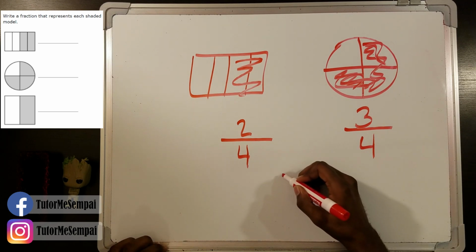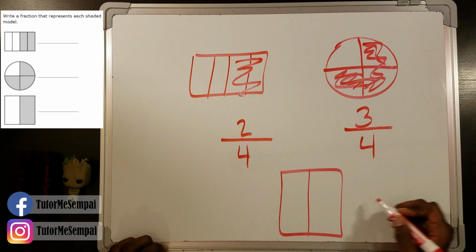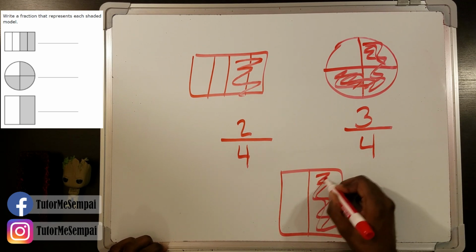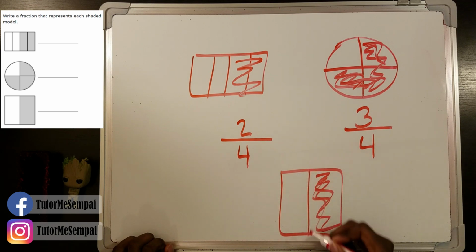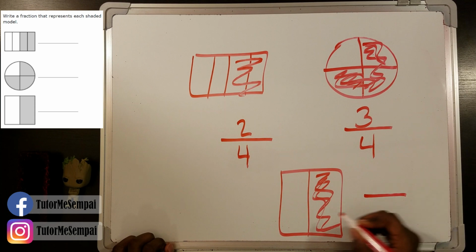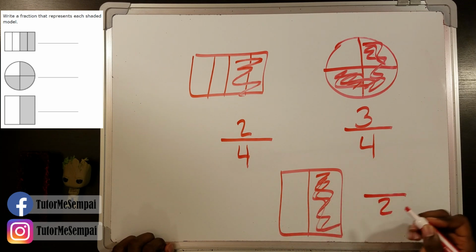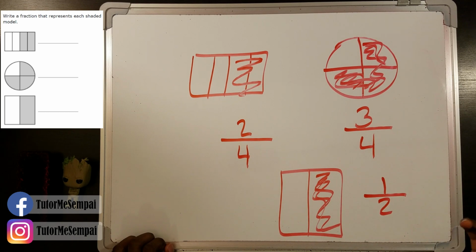How about our last one? We have this square looking box here, right? And it's just right down the middle, 2 parts. And only 1 of them is shaded. So 2 parts, even though there's only one looking square here, 2 parts and only 1 is shaded. So our fraction for this one will be 1 over 2.